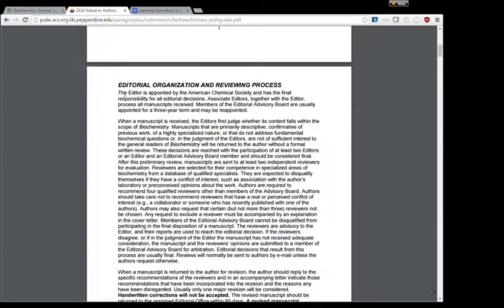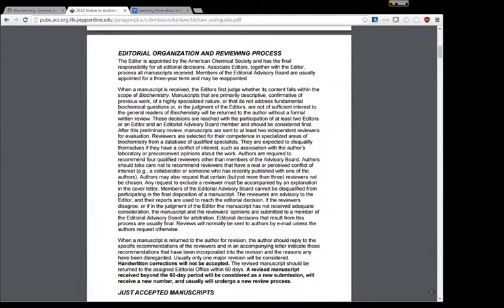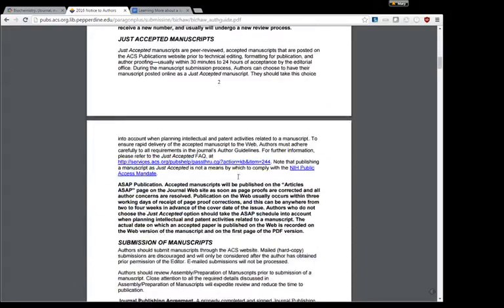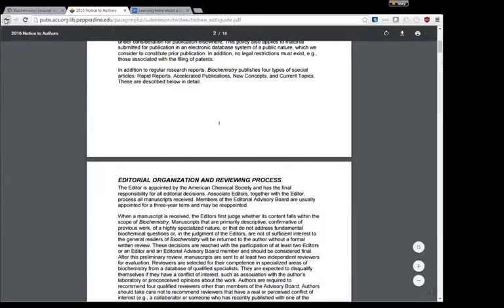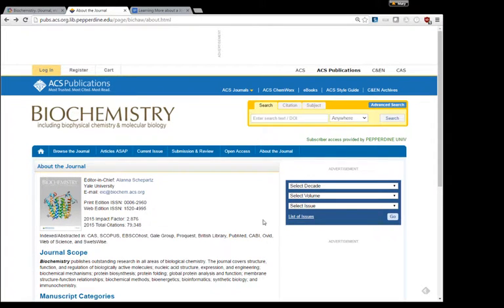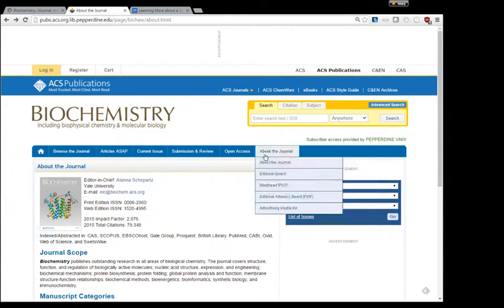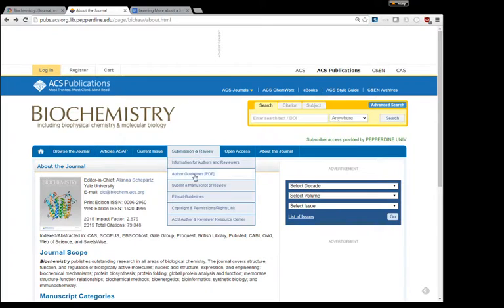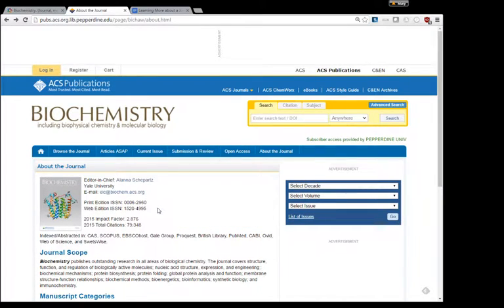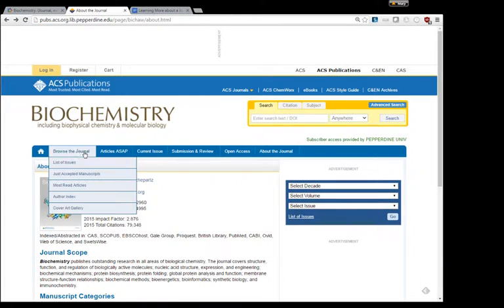And they also indicate that there's a peer review process in effect for this journal. So this would be a peer-reviewed journal. So that's the second place that you can go look for information. You can either look under About the Journal, and then under Submission and Review, Author Guidelines. And then the third place that you can look to get a better understanding of what a journal is, is to browse the journal. So I'm going to come under Browse Journal, List of Issues.